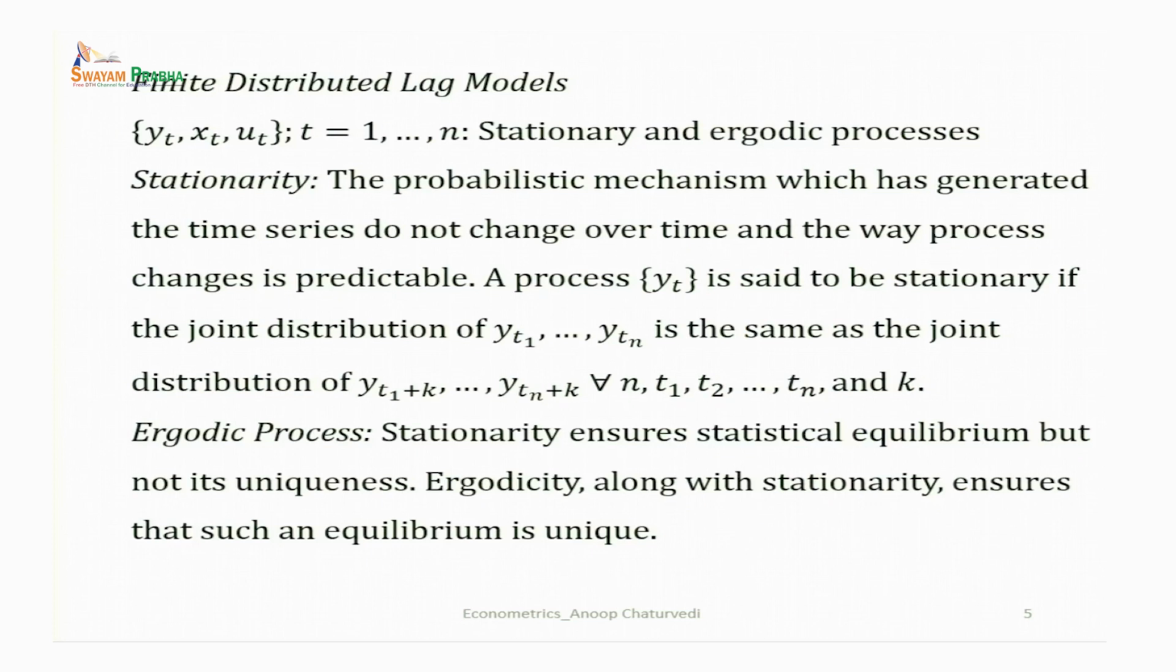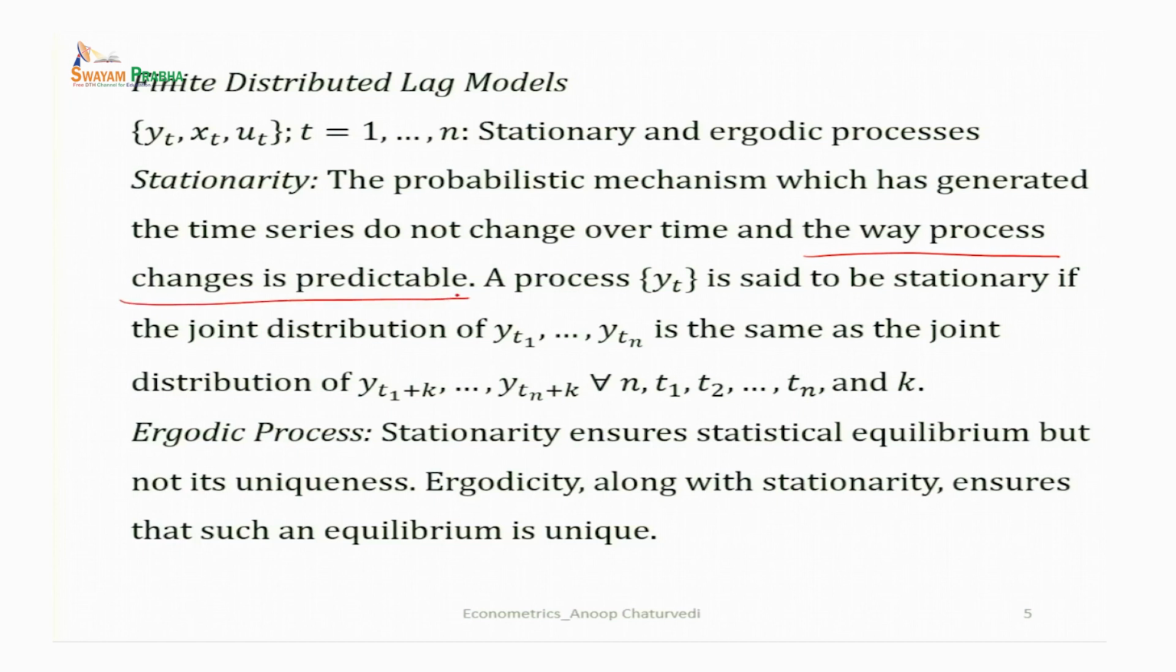Now, first we consider the finite distributed lag models. So, suppose you have variables y t, x t and u t, t equal to 1 to n, and all these variables are stationary and ergodic processes. So, by stationarity we mean the probability mechanism which has generated the time series does not change over time, and the way the process changes is predictable. So, the whole purpose of defining stationarity is that the way the process changes is predictable.